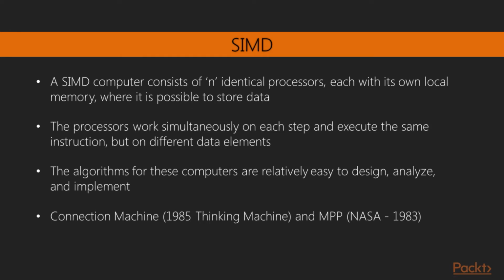Next, we'll take a look at SIMD. An SIMD computer consists of N identical processors, each with its own local memory, where it's possible to store data. All processors work under the control of a single instruction stream. In addition to this, there are N data streams, one for each processor. The processors work simultaneously on each step and execute the same instruction, but on different data elements. This is an example of data-level parallelism.